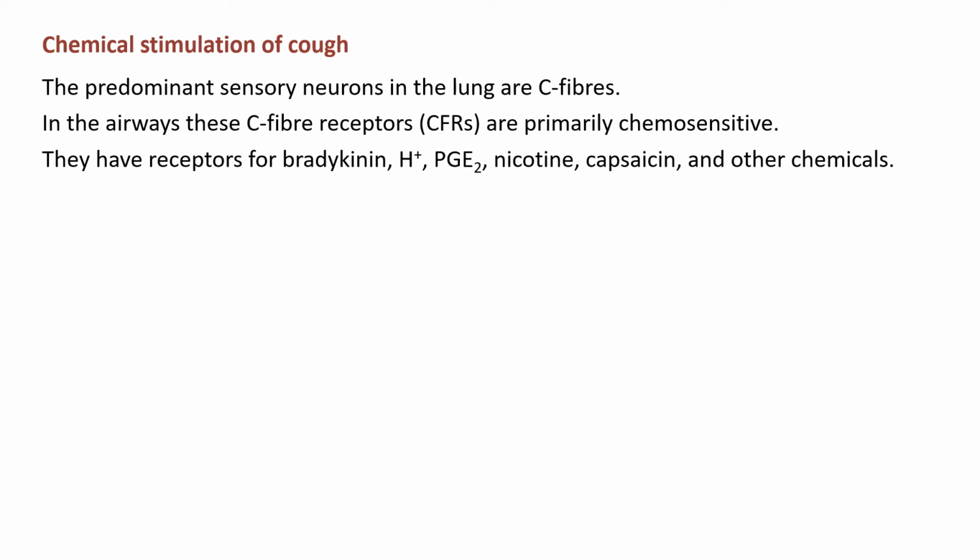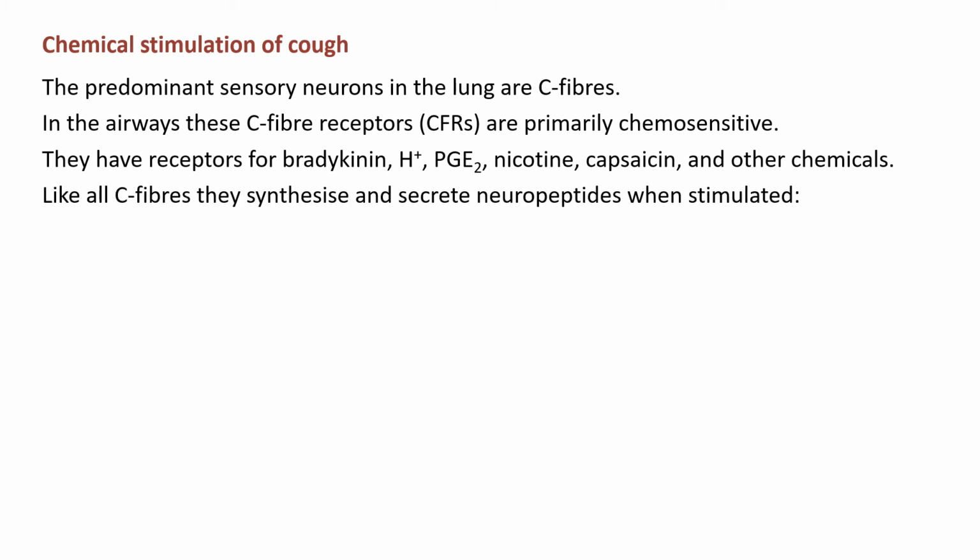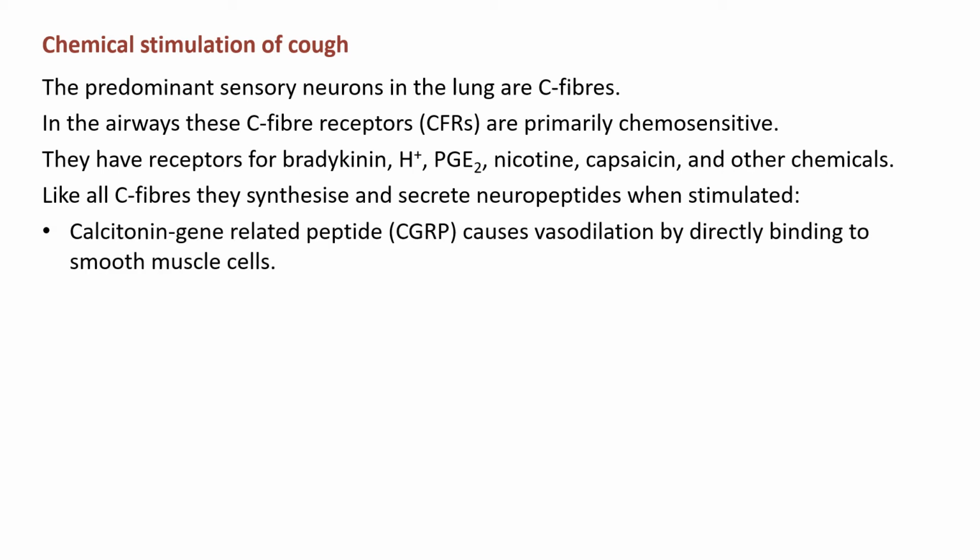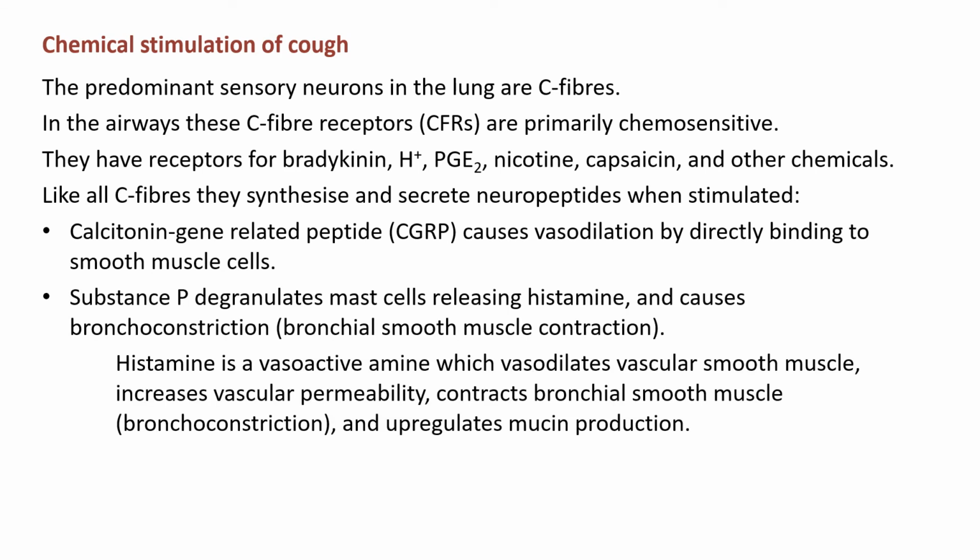And if you notice, the others are all released in inflammation. Like all C fibers, these C fibers synthesize and secrete neuropeptides when stimulated. So obviously we have the potential here for that neurogenic inflammation. So our neuropeptides: calcitonin gene-related peptide causes vasodilation directly by binding to smooth muscle cells. Substance P degranulates mast cells, which releases histamine.